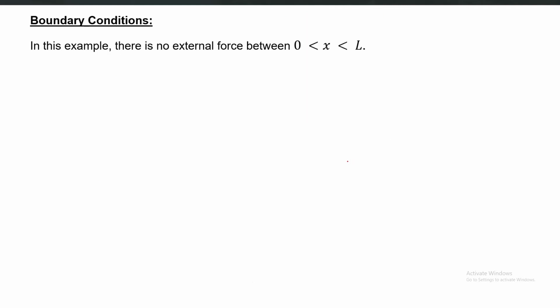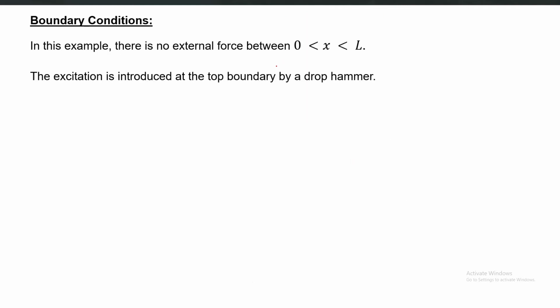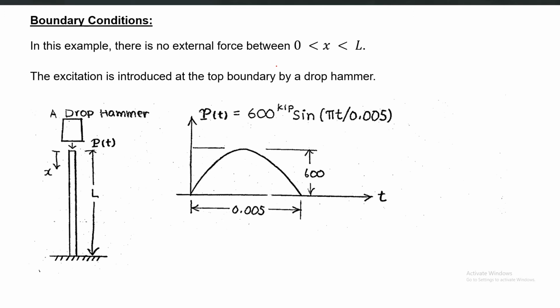So let's see what the boundary conditions are, because now we are interested in actually calculating the F1 function and F2 function so that we can completely describe the wave travel. So we need to understand the boundary conditions because F1 and F2 will depend on those boundary conditions. In our case, which we are considering right now, we don't have any in-span loading. The only force which is applied is at this free end, and let's say that it is introduced at the top boundary by a drop hammer. So it is an impulse load which is applied at the free end.